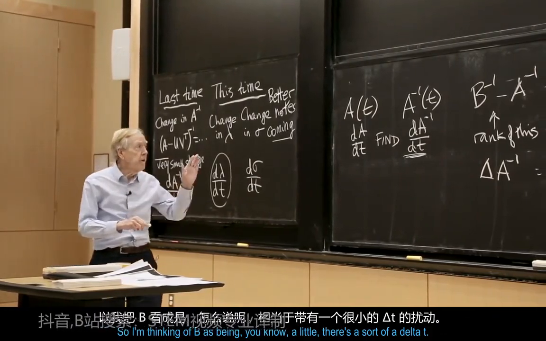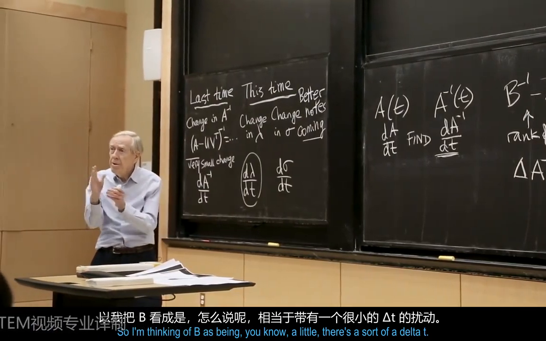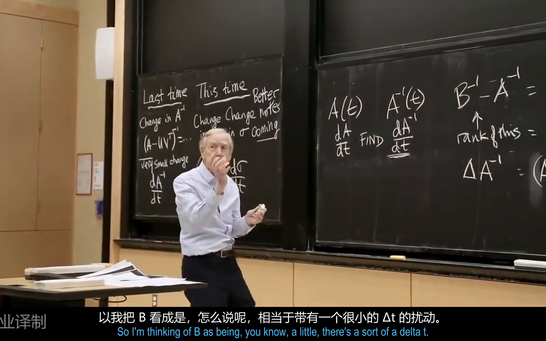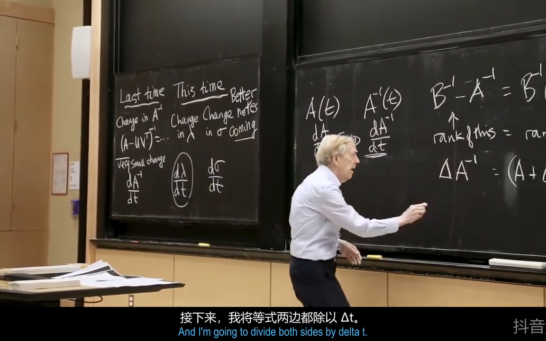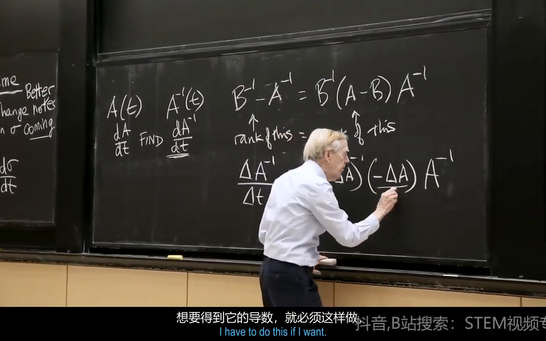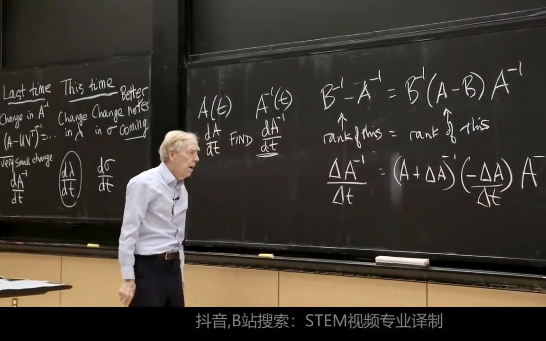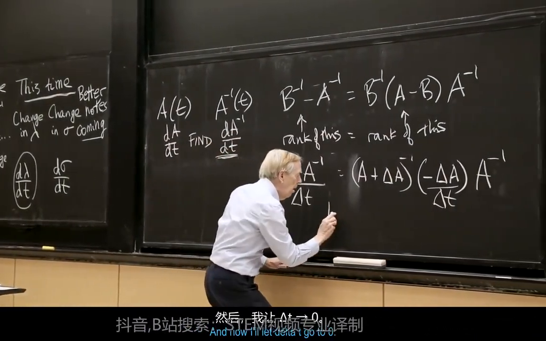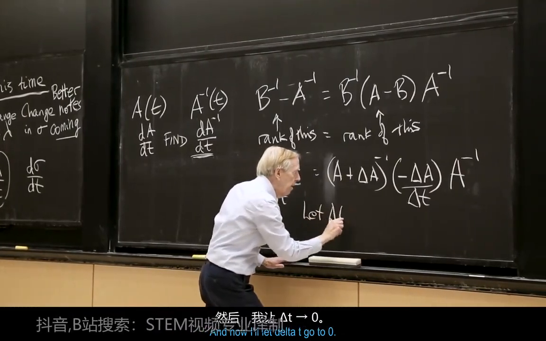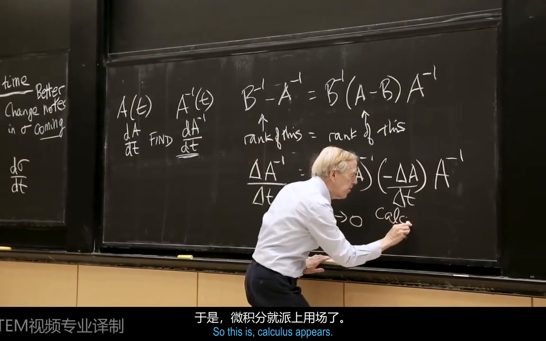So I'm thinking of B as being a little delta t, and I'm going to divide both sides by delta t. I have to do this if I want to. And now I'll let delta t go to 0. So this is where calculus appears.